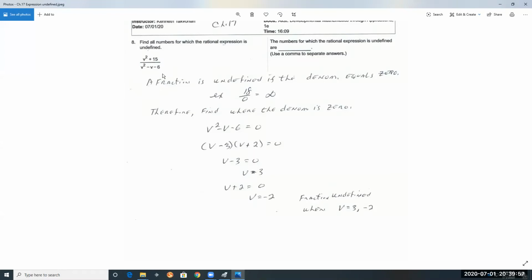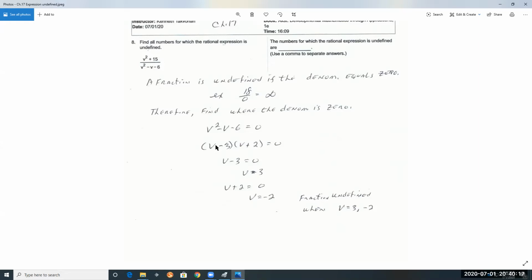So look at the fraction. Don't worry about the numerator. Look at the denominator, v squared minus v minus 6. Set it equal to 0. Factor it. It looks like a simple trinomial with a coefficient 1. I think the factors are v minus 3 times v plus 2.